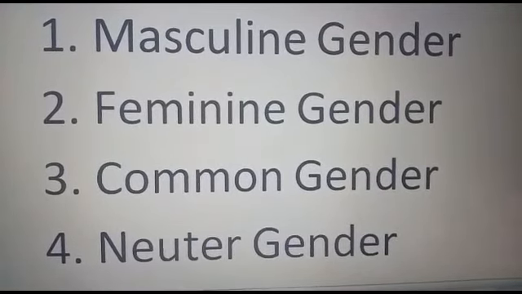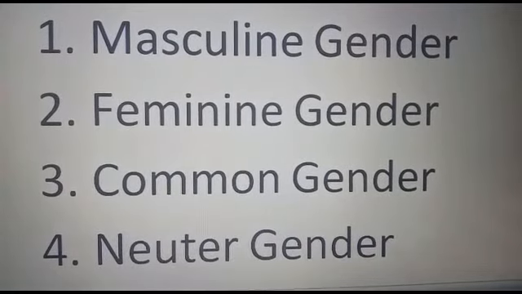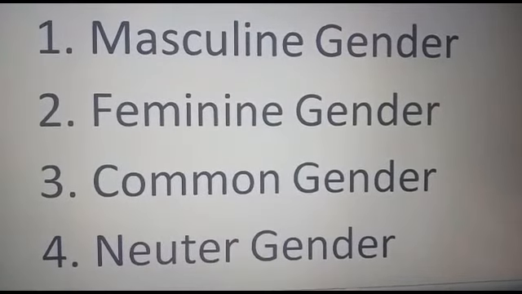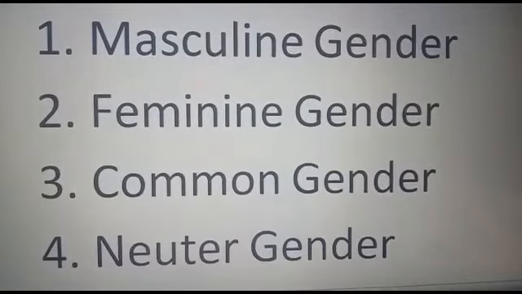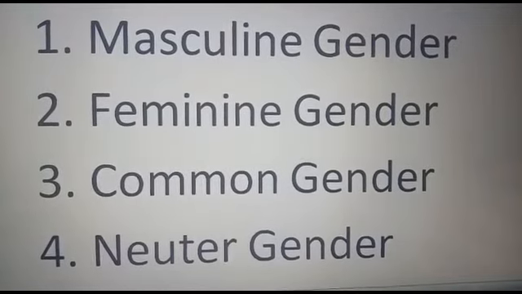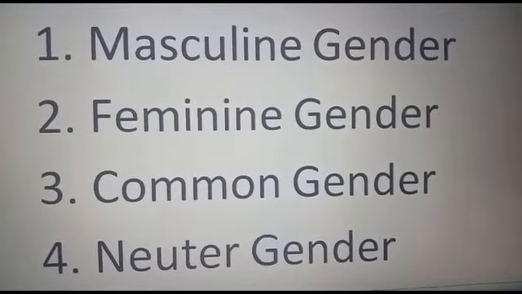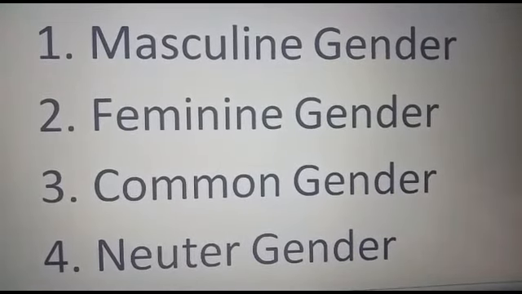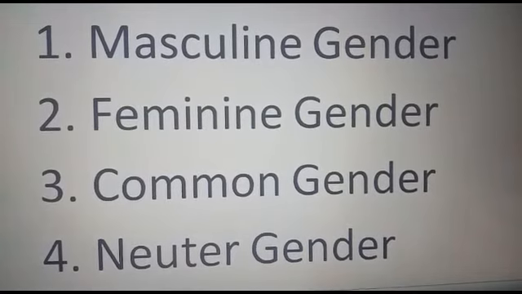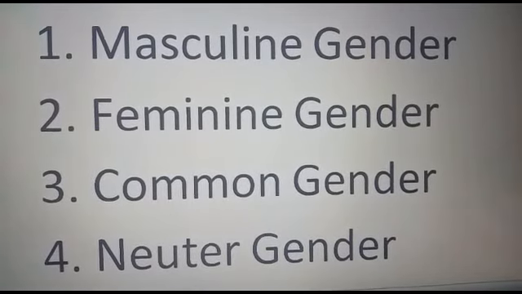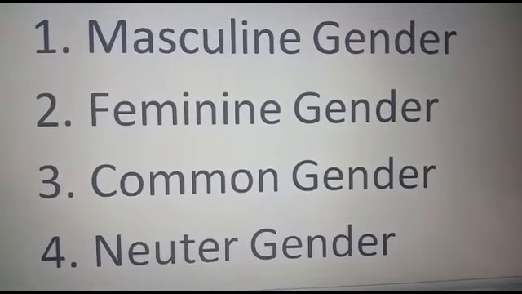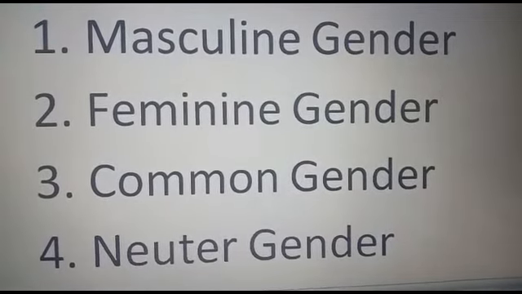Now what about the masculine gender? Yes, the male noun is called the masculine gender. Example, boy, husband, tiger, lion, etc. So all the male genders fall under the category of masculine gender. Feminine gender, all the female genders. Again, let me read it for you. The female noun is called feminine gender. Example, girl, wife, tigress, or lioness, etc.